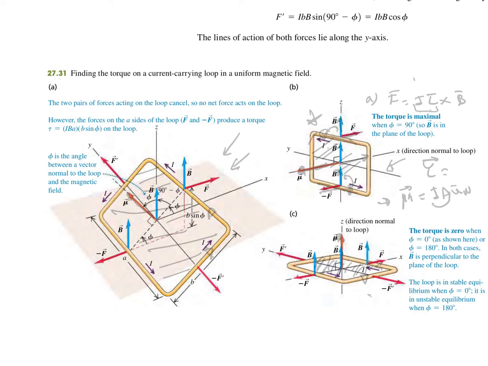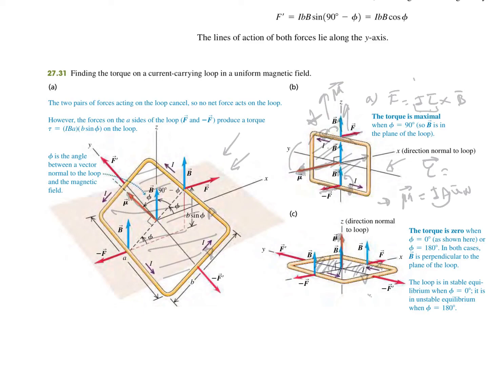This parameter is very important to analyze this thing. And what happens with the forces is that they make a torque. And what happens with the torque is that mu is going to rotate and is going to be parallel to B. This is what the force is doing, rotating the loop in a way that mu is going to be parallel to B. Okay? So let's go study the forces here.